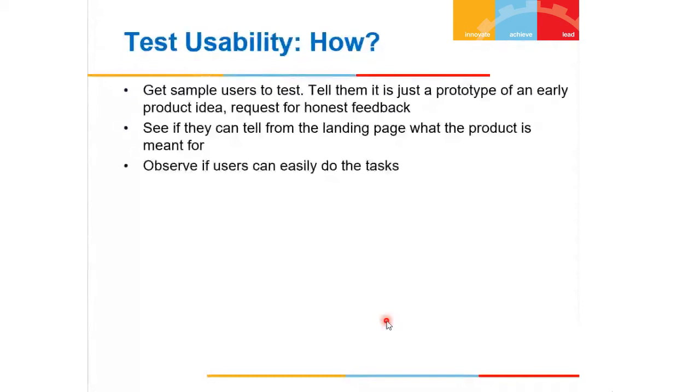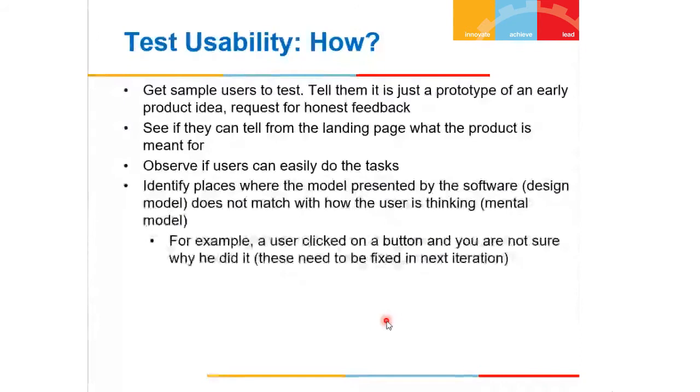Observe if users can easily do their tasks. While the users are using it, you observe how they are using the product. Are they struggling to use it? Are they finding it difficult to identify the menu option to do a particular activity? You typically give them a task or set of tasks to be performed, and the user goes through the product to see whether he or she is able to perform those tasks. By observing how difficult they find it, and whether they are struggling or not, we can get an idea about the usability of the product.